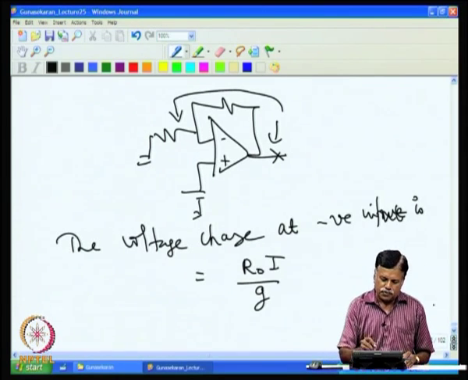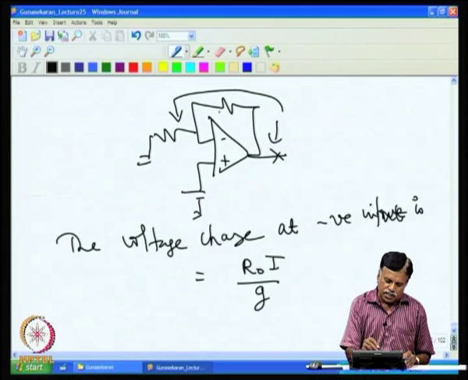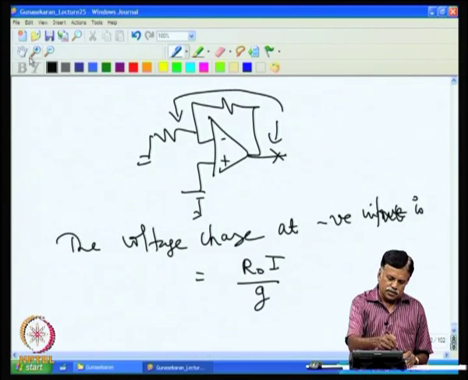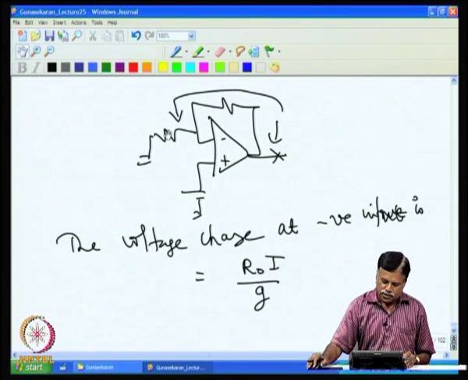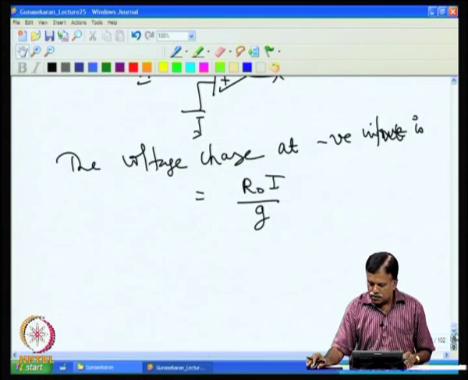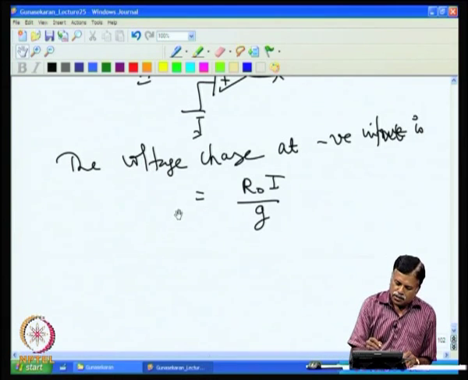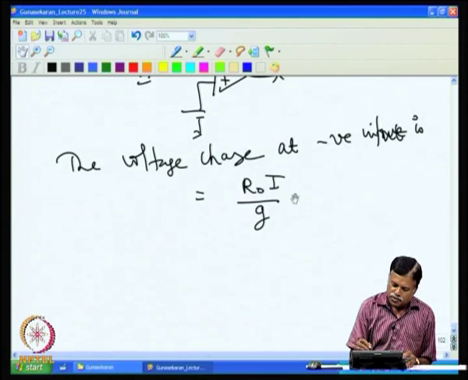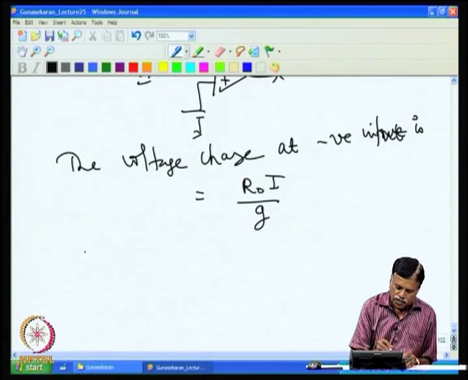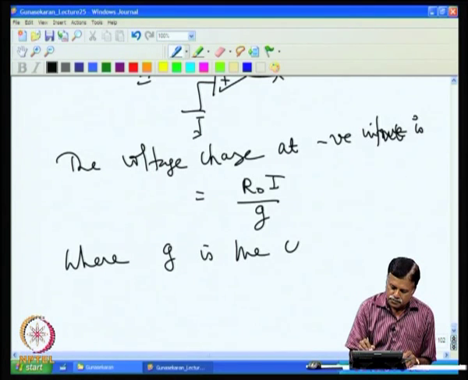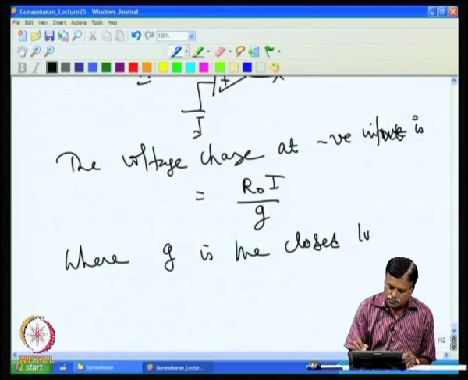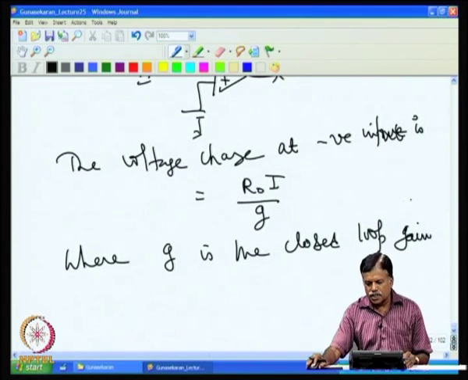Because if you find that, this voltage is the output voltage divided by the ratio of these two resistors, which is nothing but the gain. So the voltage change at the minus terminal is R0i by G, where G is the closed loop gain.